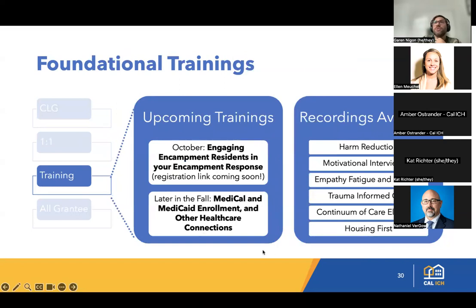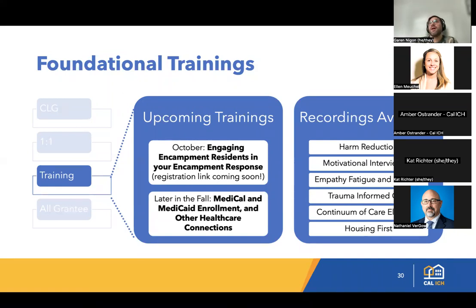Separate from our community learning groups, we also do foundational trainings. There are a couple of these that are upcoming. One is this coming month in October, engaging encampment residents in your encampment response. And then later in the fall, we're going to talk about Medi-Cal and Medicaid enrollment and other healthcare connections. We also have a bunch of recordings available for other foundational trainings that we've done.